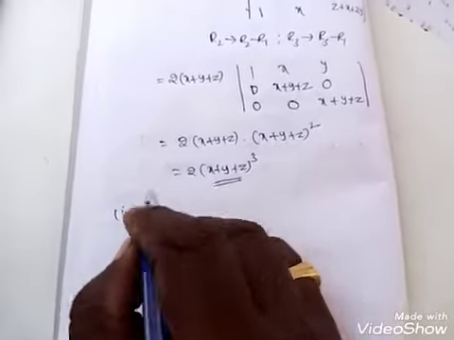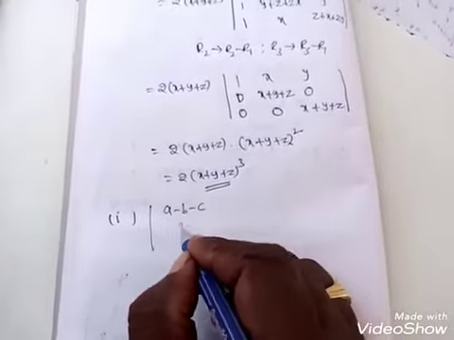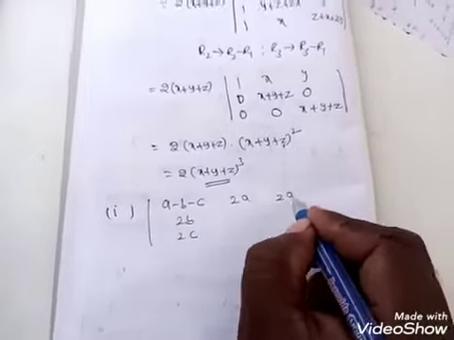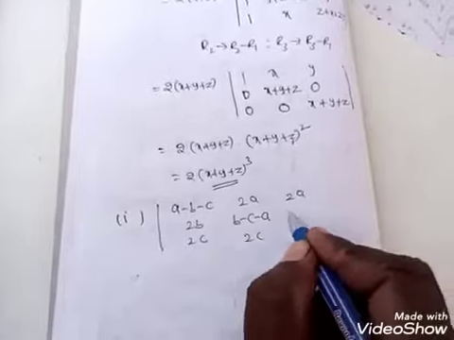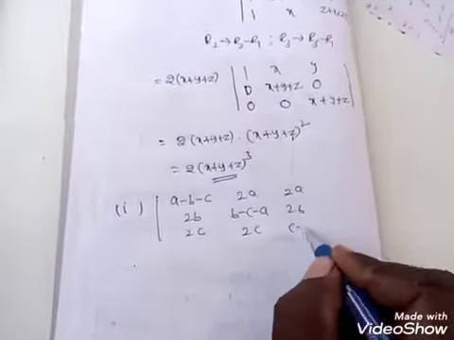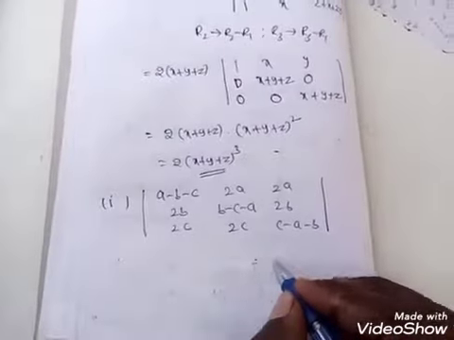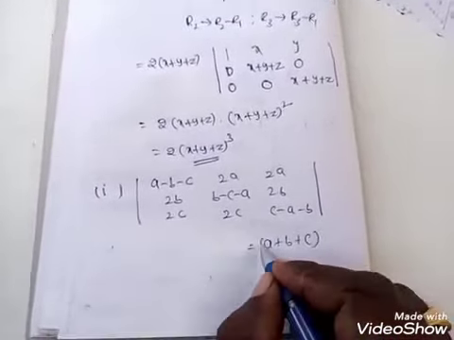Here we will come to the first problem. In that one, what is the first problem? The given determinant is a minus b minus c, 2b, 2c, 2a, b minus c minus a, 2b, and c minus a minus b, is equal to what you have to prove? (a plus b plus c) whole cube you have to prove.